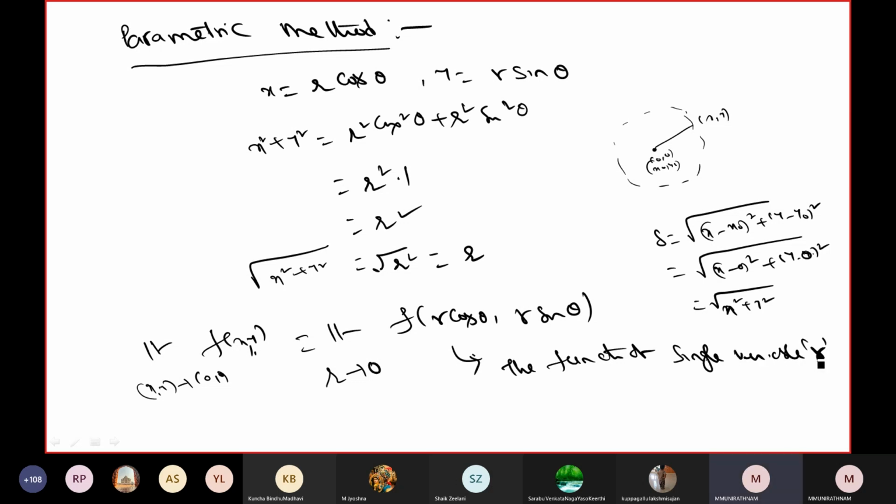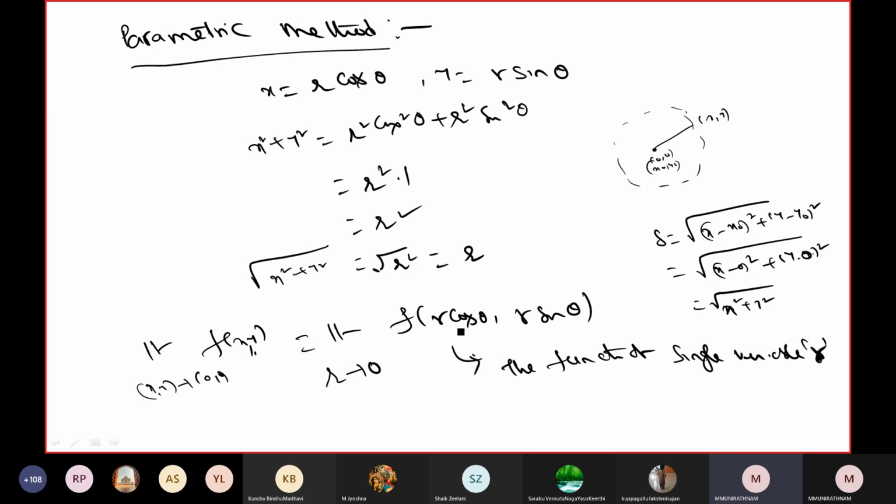Okay, single variable r. It is easy to find the limits of functions of a single variable, because we all studied that in PUC. So that's why we go by function of single variable. Okay, the limits. So you can go by that method.